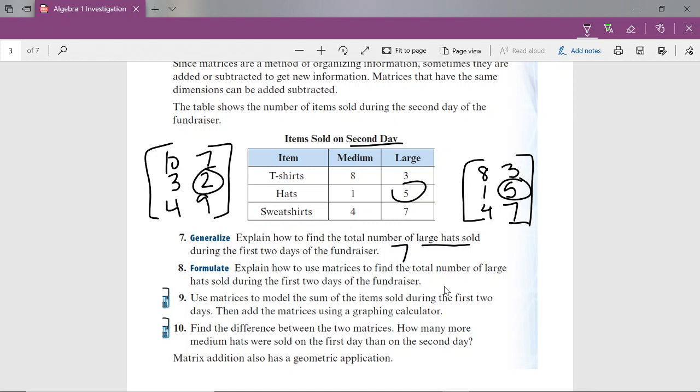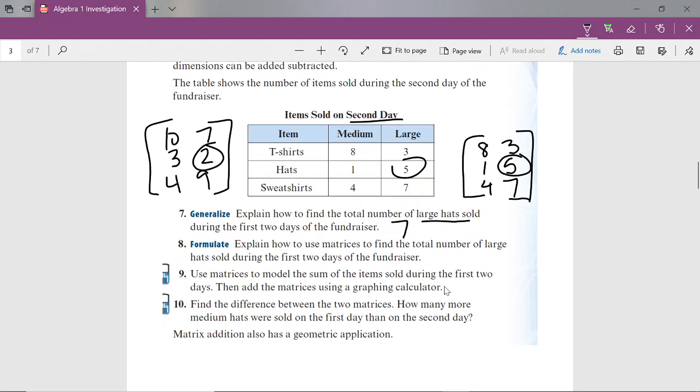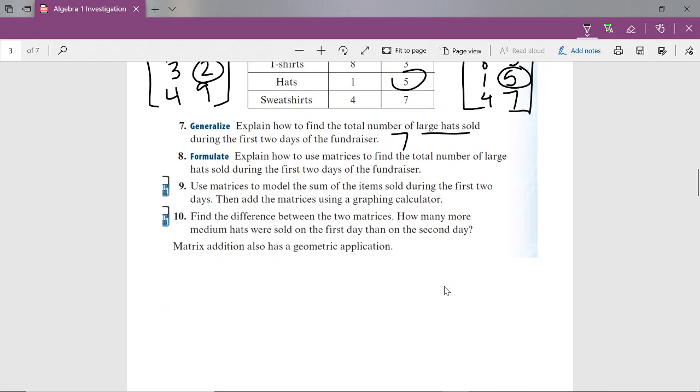I'm just going to show by hand what we would do so that you can use that tool as well, along with what you would do on your calculator. So use matrices to model the sum of the items sold during the first 2 days. Then add using a graphing calculator.